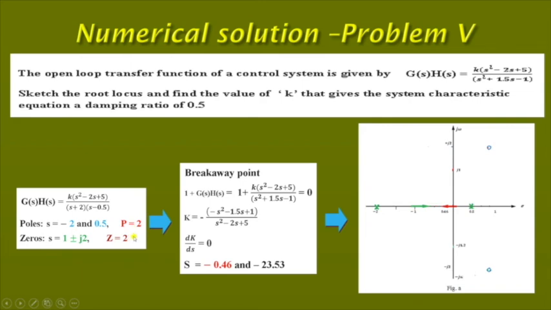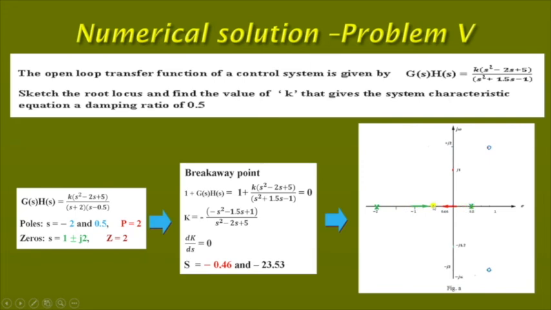That means 2 root locus branches finish at the finite zeros. So draw the poles and zeros in the S-plane. The root locus starts from 0.5 and minus 2, because the root locus lies between 0.5 and minus 2.